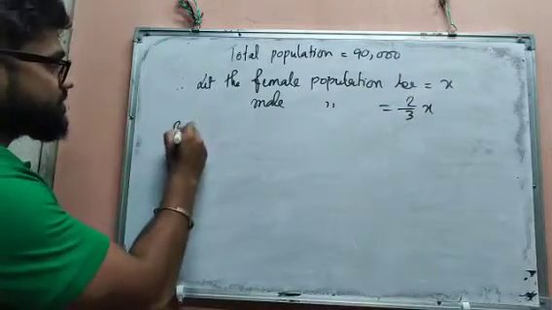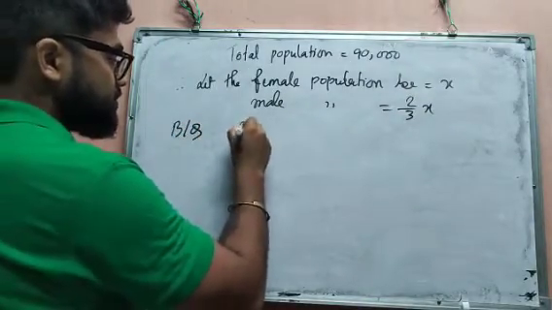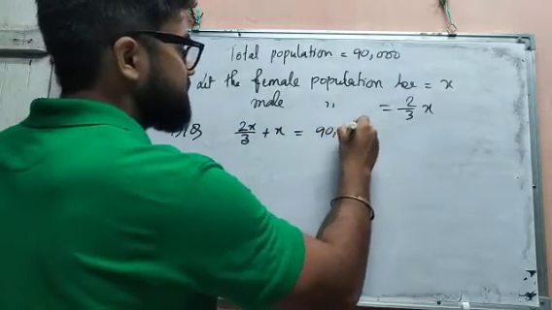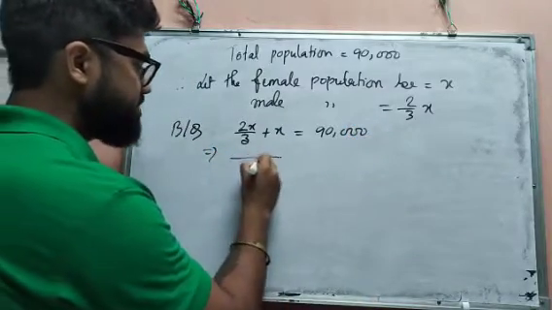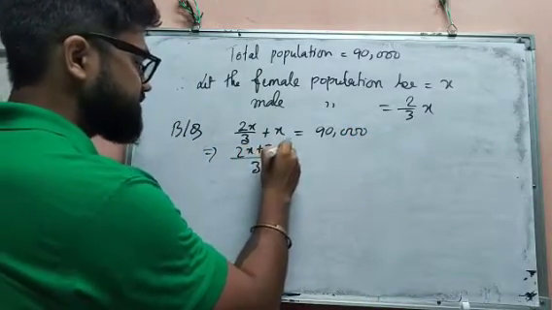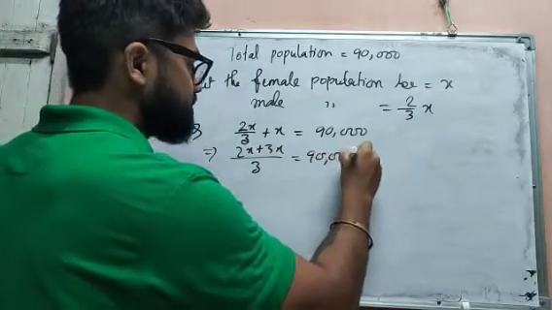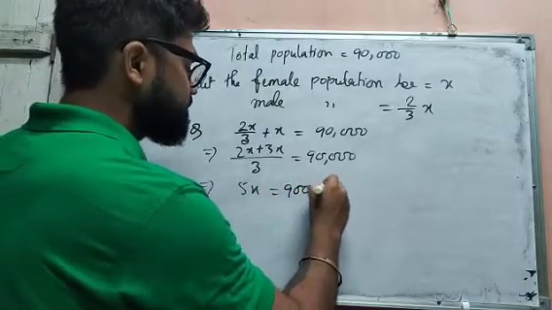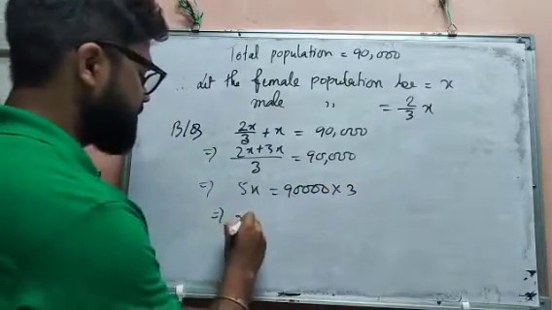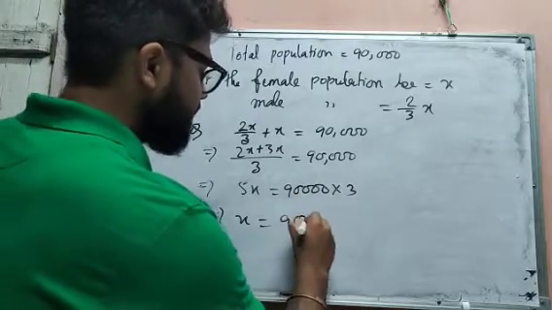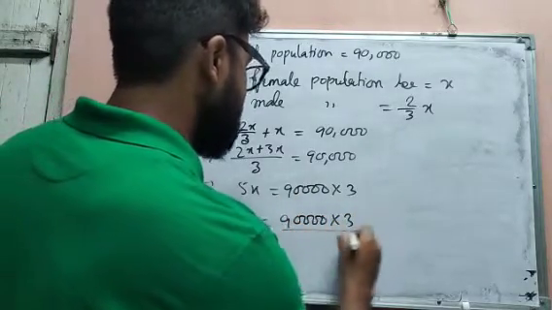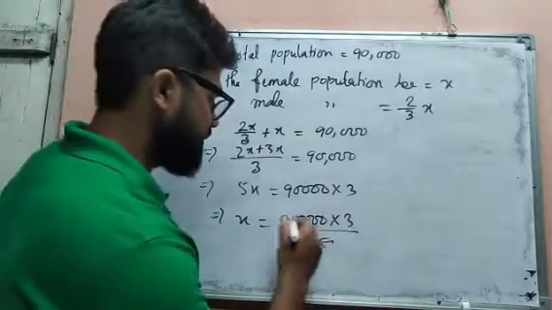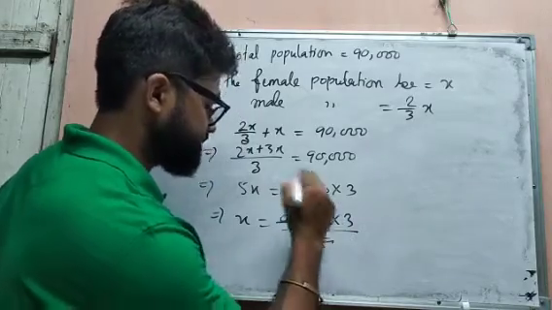Okay, so by question, 2x by 3 plus x equal to 90,000. Or simply do the LCM: 2x plus 3x equal to 90,000, or 5x equal to 90,000 into 3, or x equal to 90,000 into 3 divided by 5. Now 5 divides 90,000 to give 18,000.